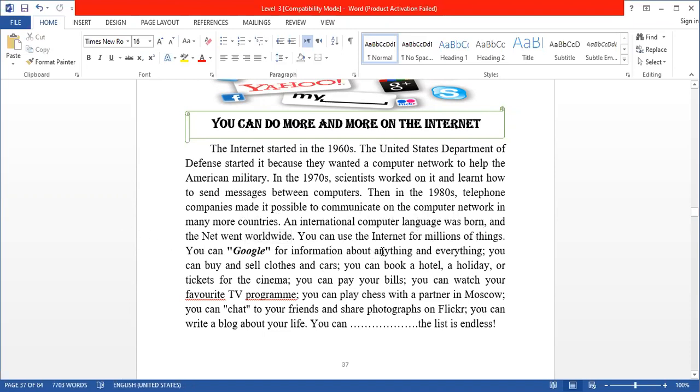You can use the internet for millions of things. You can Google for information about anything and everything. You can buy and sell clothes and cars. You can cook, you can book a hotel, a holiday, or tickets for the cinema. You can pay your bills. You can watch your favorite TV program. You can play chess with a partner in Moscow. You can chat to your friends and share photographs on Flickr. You can write a blog about your life. The list is endless.